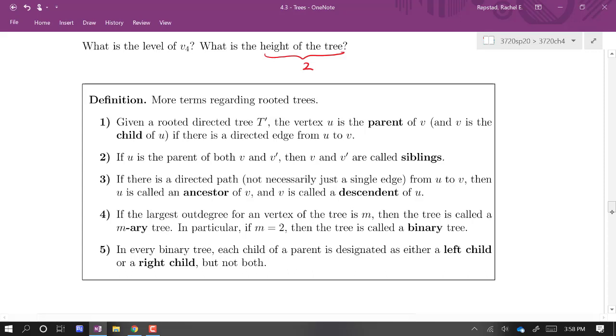If the largest out degree of a vertex is degree M, then the tree is called an M-ary tree, so that's sort of a weird language to use. But if M is 2, it's called a binary tree. If M is 3, it's called a ternary tree. Once you get to bigger numbers, that's when we just say, oh, that's a 7-ary tree. Although I'll say that trees with degrees of 7 or higher are probably not as common as the lower degree trees. In every binary tree, each child is designated as either a left child or a right child, but not both.